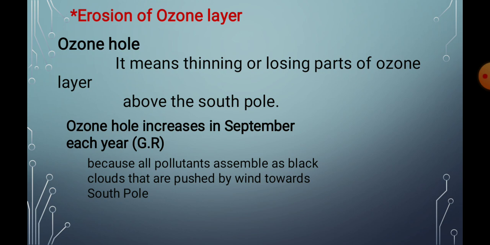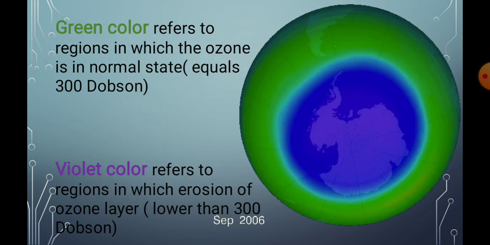What about the erosion of the ozone layer? An ozone hole means thinning or losing parts of the ozone layer above the South Pole. And what about this question? The ozone hole increases in September each year because all pollutants are collected as black clouds that are carried by wind towards the South Pole.